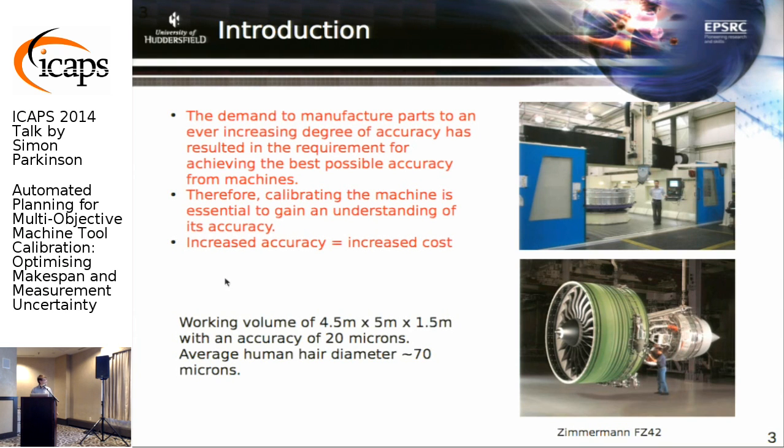Really, what we want to do is either make companies that have machines want to improve them so they can move into the new manufacturing sectors, or, if they've got their machines, maintain their accuracy. And in general, increased accuracy is increased cost. Here's an example of a German machine which has a very large working volume, but an accuracy and repeatability of only 20 microns. To put that into perspective, the average human hair is 70 microns. So you can imagine how difficult it is to move so much weight and position it with such accuracy.